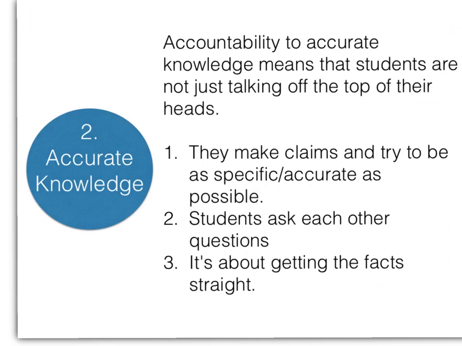Accountability to accurate knowledge means that when speakers make an observation or a claim, they try to be as specific and accurate as possible. So we're not just talking off the top of our heads. Accountability to accurate knowledge is about what students discuss. They make claims and try to be as specific and accurate as possible. Students ask each other questions such as, how do you know that? Where did you see that in the text? So accountability to accurate knowledge is about getting the facts straight, individually and as a community.